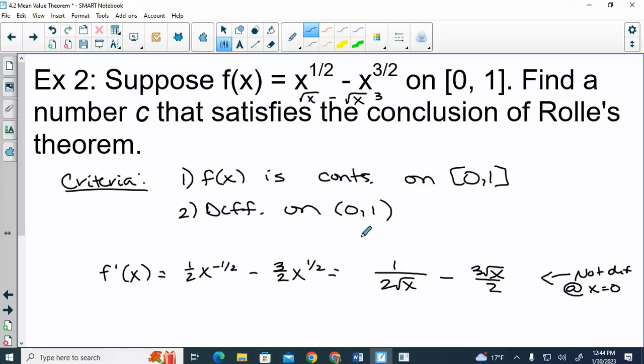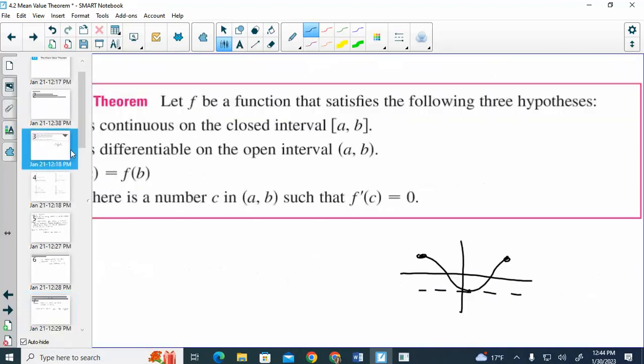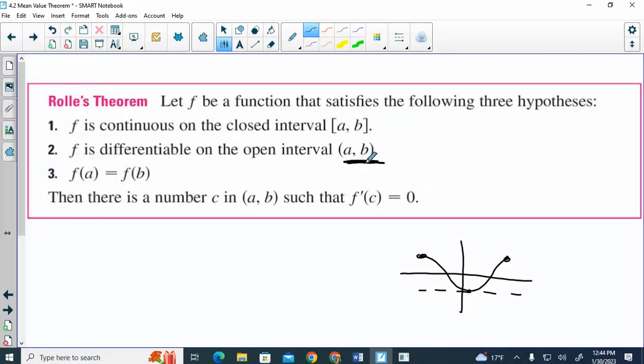Now, what if my interval had been -1 to 1? Would we be able to use Rolle's theorem? No, because first of all, it wouldn't have been continuous the whole time. I couldn't have worked with the negatives. Second of all, it wouldn't have been differentiable everywhere, because 0 would have been included in that interval. Isn't 0 included because it's a closed interval? Yes, it is included, but the differentiable criteria is the open one.